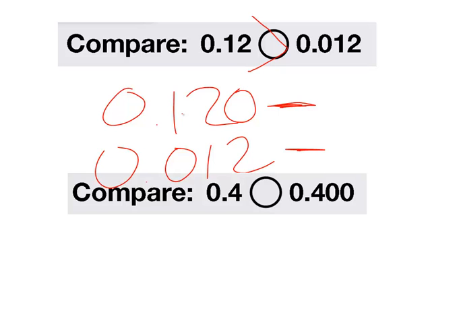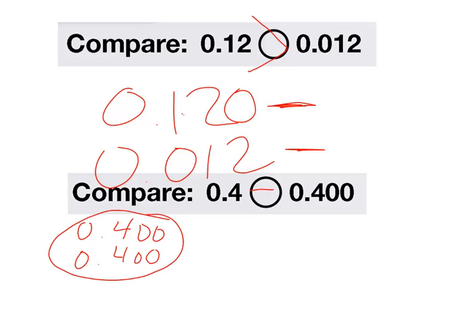Let's take a look at this one here. That's a little bit more difficult, isn't it? Not really, because if we put 0.0, 0.4, and then we line up our decimals, and then we put in trailing zeros on this top one, you can see very quickly that those are equal.